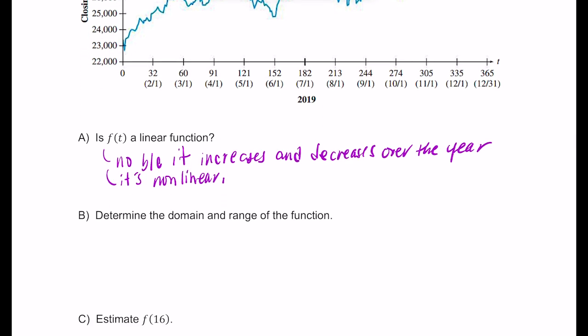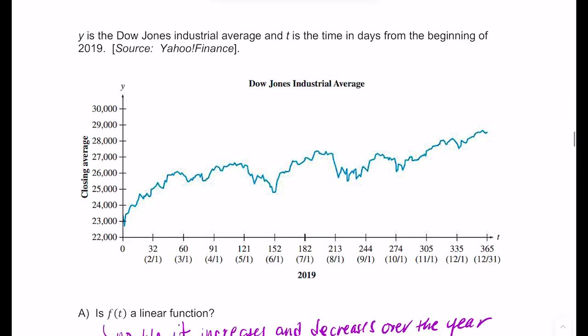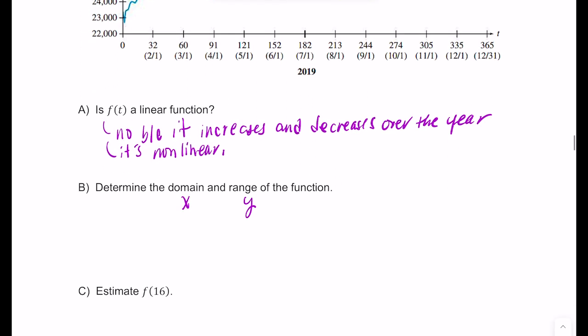Now, what would be the domain and the range of the function? If you remember, domain is x, range is y, right? Okay, so x here, though, is t, because my function is f of t, so t is in place of where the x would be, and t is time in days. So what we want to do is look along the x-axis, and look at how many days. Well, I know that this is the beginning of 2019 all the way to the end, so I know that the domain would be from 0 to 365. And I can express that two ways.